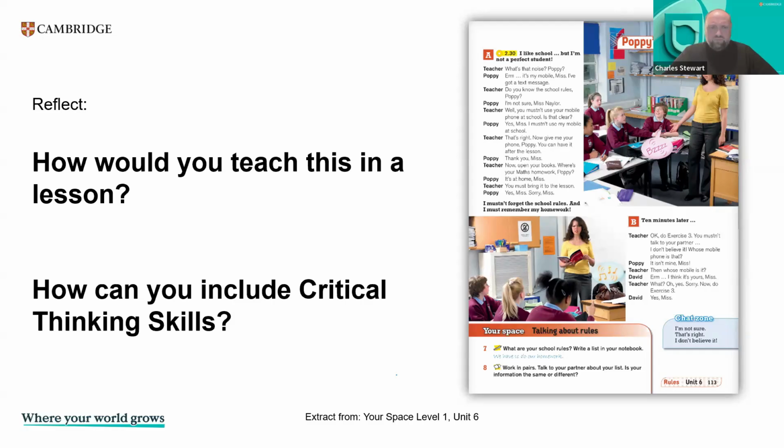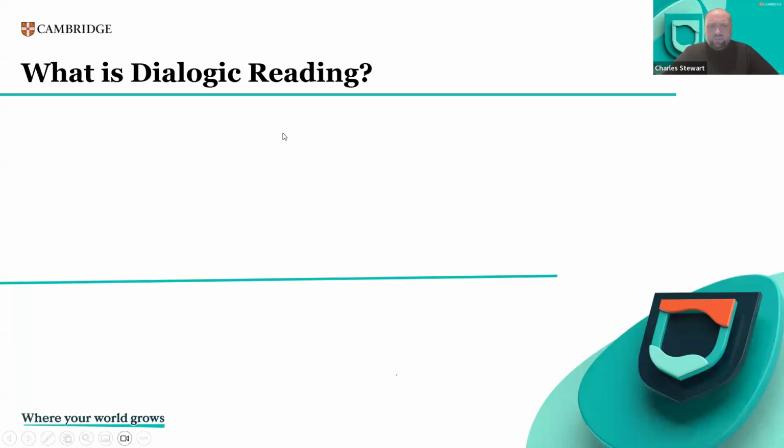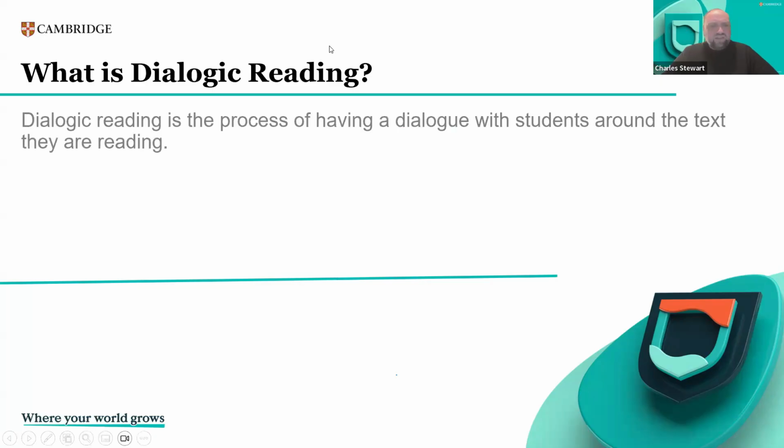Okay, so for me, if I were doing this page in the classroom, I would probably employ a technique called dialogic reading. Now, that is a very fancy, very formal name. Basically, as we're reading the text, I'm having a dialogue with the students. I'm talking to them about the text, asking them questions about the text.